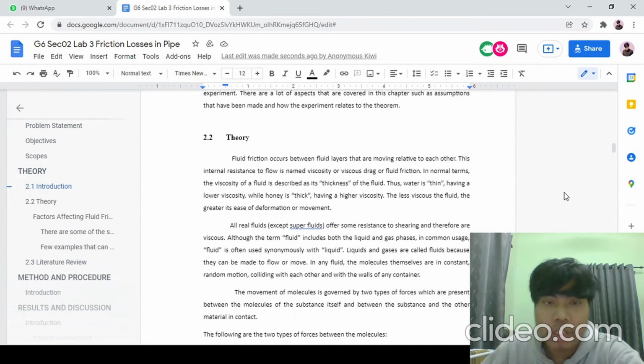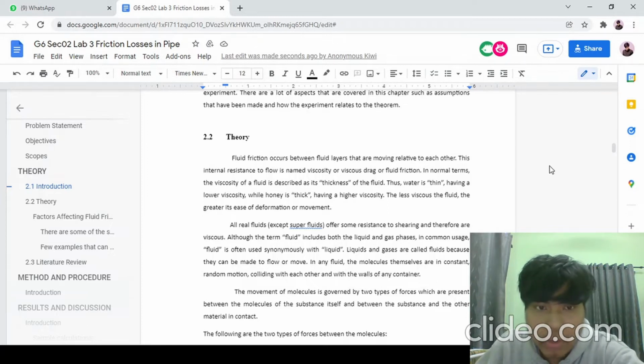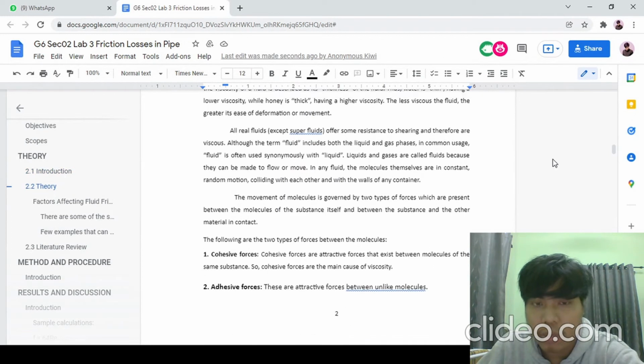So for the theory, fluid friction occurs between fluid layers that are moving relative to each other. This internal resistance to flow is named viscosity or viscous drag of fluid friction. In normal terms, the viscosity of a fluid is described as the thickness of the fluid. Thus, water is thin, having a lower viscosity, while honey is thick, having a higher viscosity. The less viscous the fluid, the greater its deformation or movement.